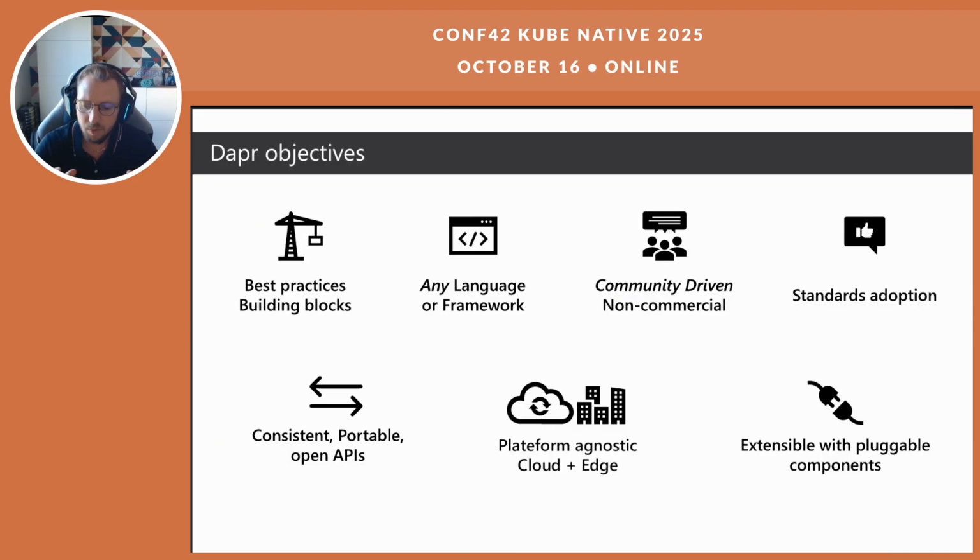Dapr comes with very specific objectives for you and for developer teams. It comes with best practices and some building blocks. For example, if you install Dapr on your local machine, it will come out of the box with some blocks that you can already use for your applications. We will go through it a little bit later. You can use any language or framework that you want with Dapr, and it's community driven. It's a non-commercial initiative and it's in the CNCF ecosystem today. It will allow us to adopt some standards in our architecture. I will come to that later also.